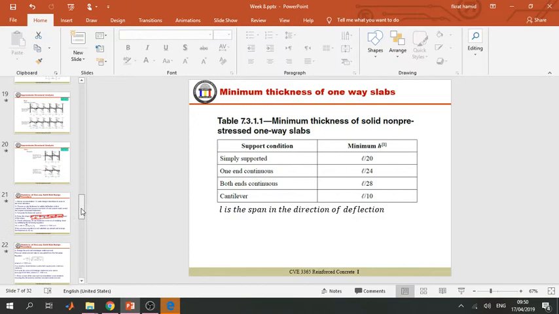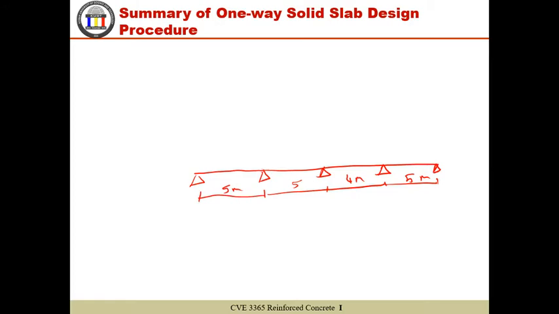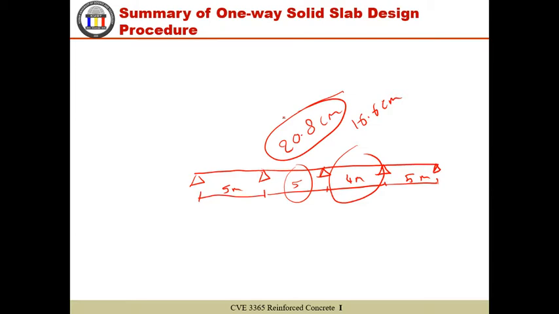So for this span, I have 5 over 24. I will get around 208 millimeter slab thickness, like 20.8 centimeters. But in this panel, what will I get? 4 over 24, of course I will get a smaller value. I will get around 16.6 centimeters. So is it practical to use different slab thicknesses? In terms of practice, it is not practical. So what shall I do in this case? Just choose the greatest value. Just choose the maximum edge, design for the maximum edge.